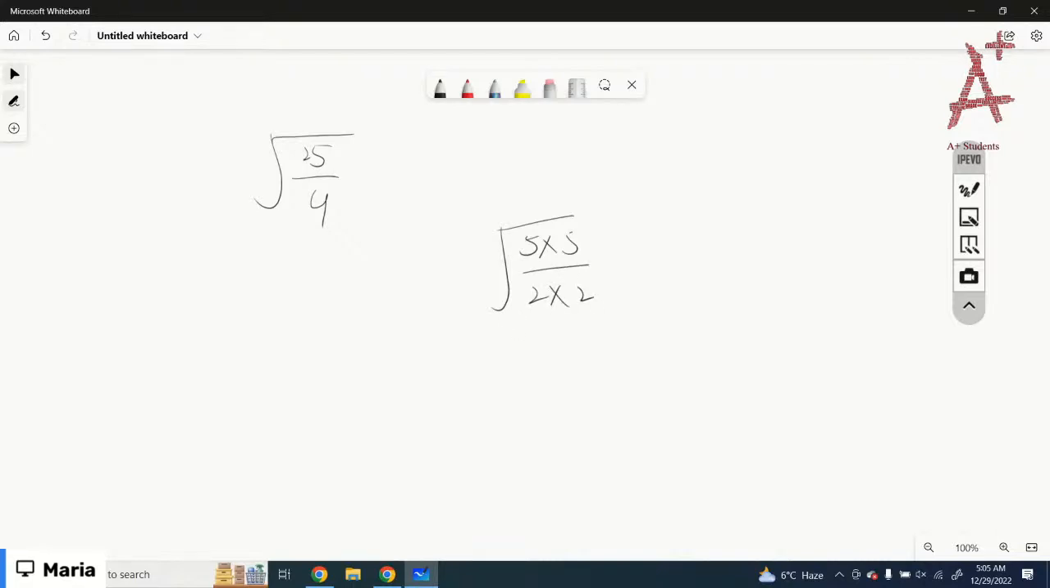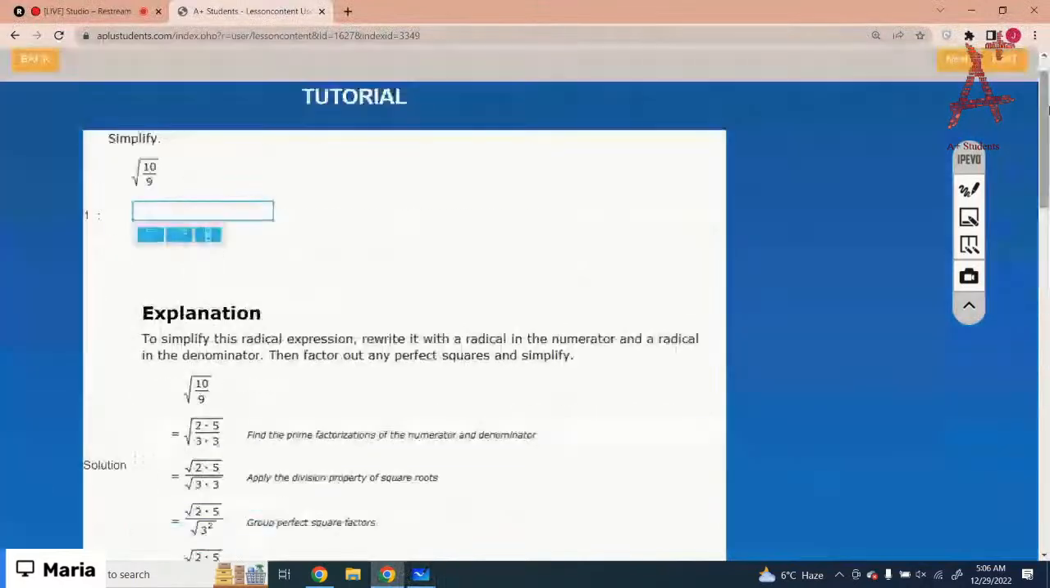Got it? So we can write them as 5 square divided by 2 square. Got it? So the 5 square and square root cancel out, and the 2 square and square root cancel out, and you are left with 5 divided by 2. Got it? That would be the simplified radical expression. So let's just start with the test questions so that we can do practice questions.